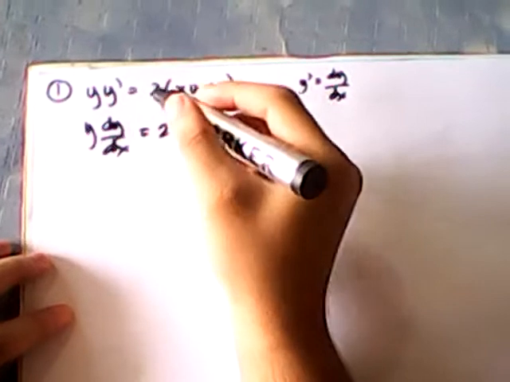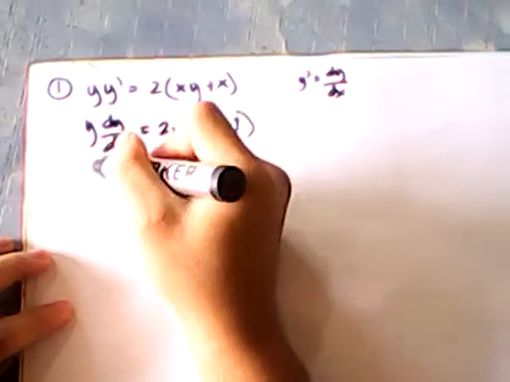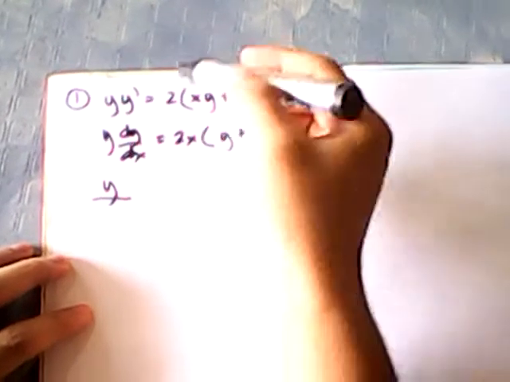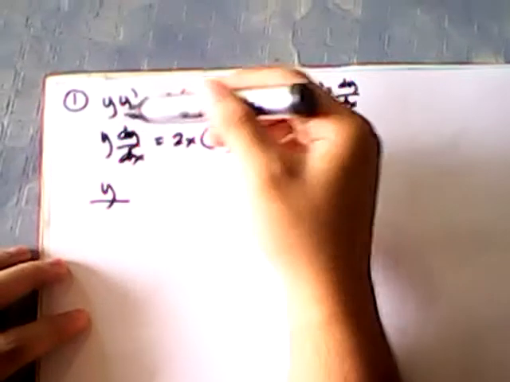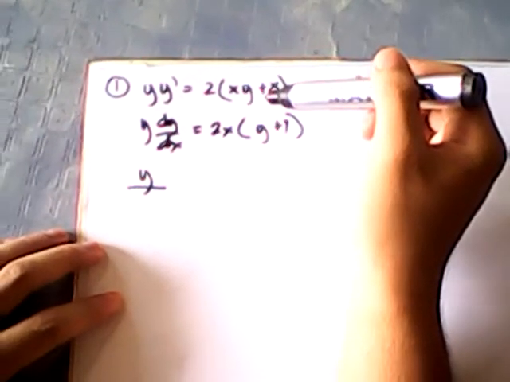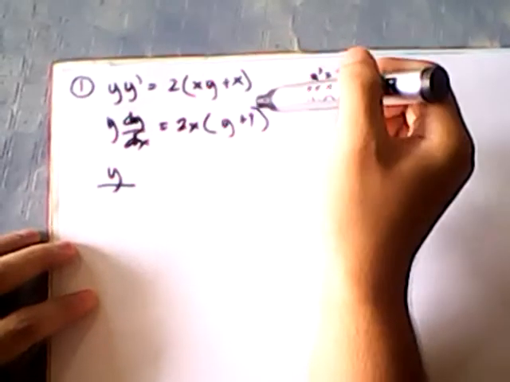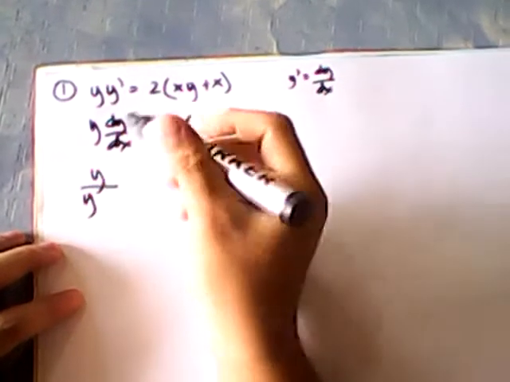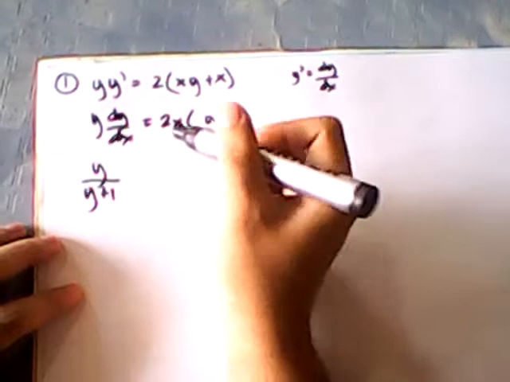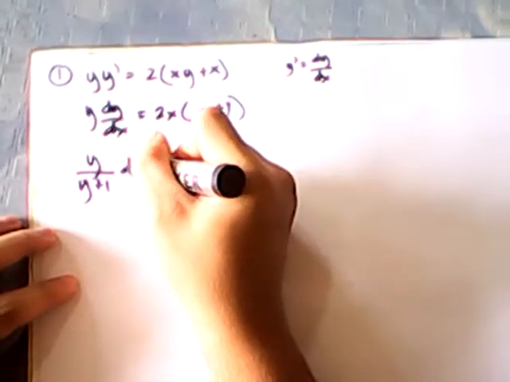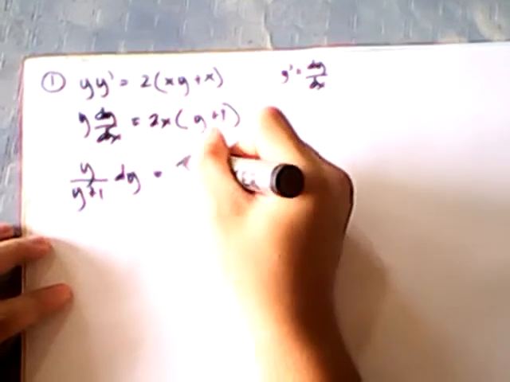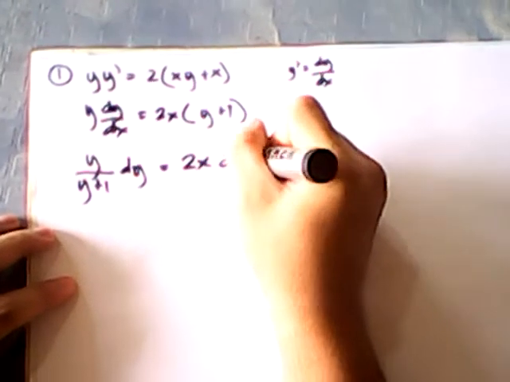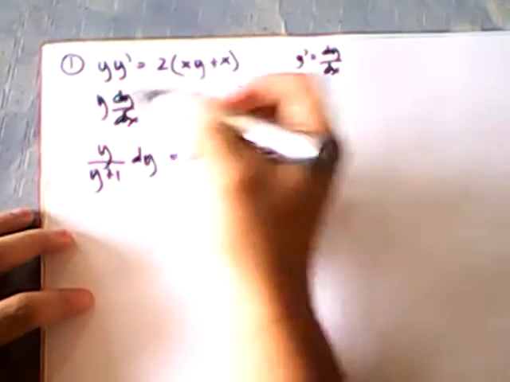We will let all y in the left side by multiplying both sides by dx over y plus 1. We will get y over y plus 1 dy is equal to 2x dx. Now we will integrate both sides.